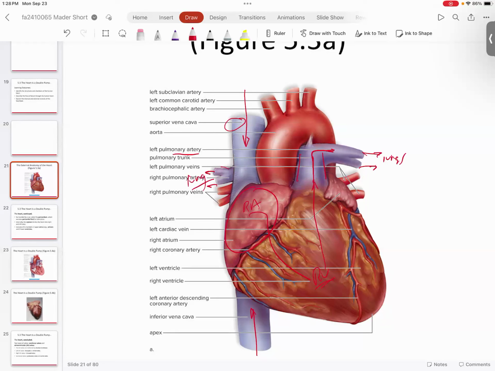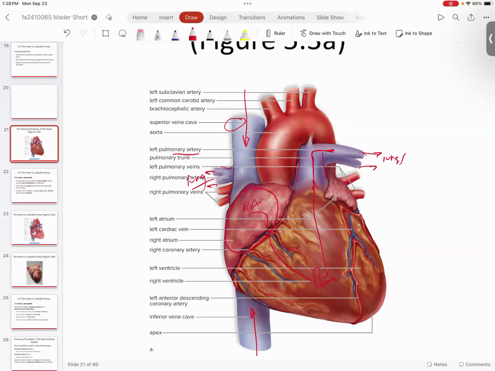And the job there is to dump off CO2, pick up oxygen, because it's going to do that gas exchange that we need at the lungs so it can get more oxygen. Then it's going to come back from the lungs in the pulmonary veins. And then from here, it's going to go into the left atrium, which is this guy right here. And then from there, it's going to go into the left ventricle. And then from the left ventricle, it'll go through the aorta, which is this big guy right here, which is broken into the ascending, the arch, and the descending.